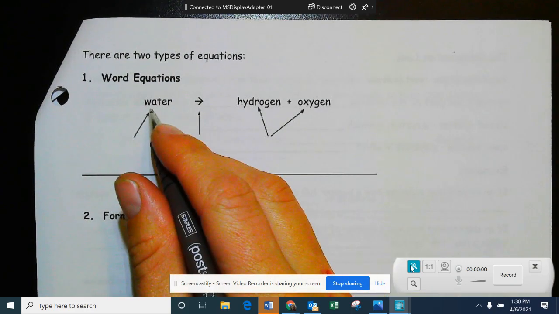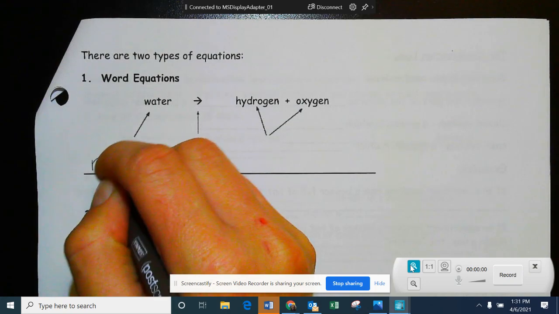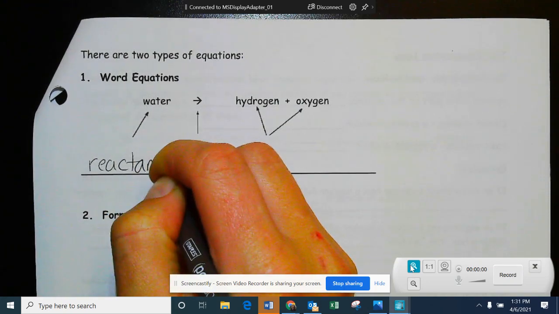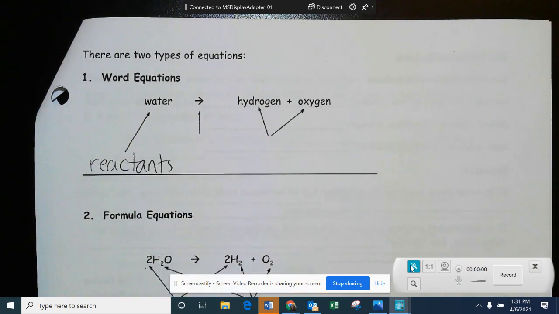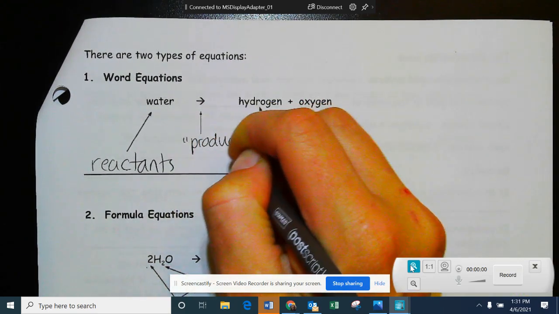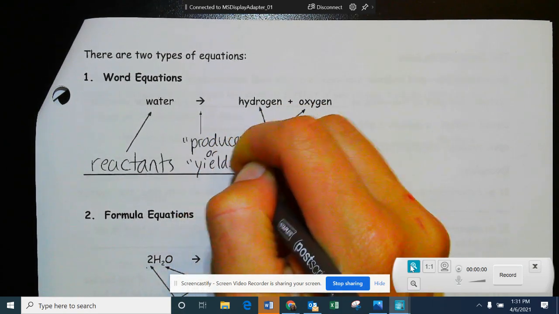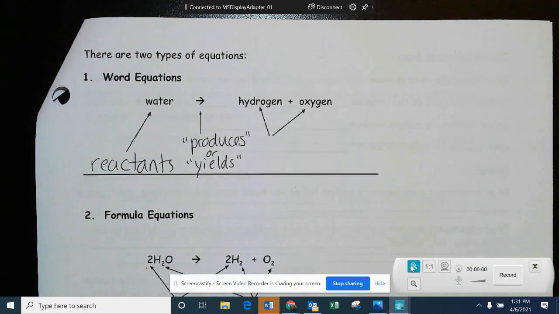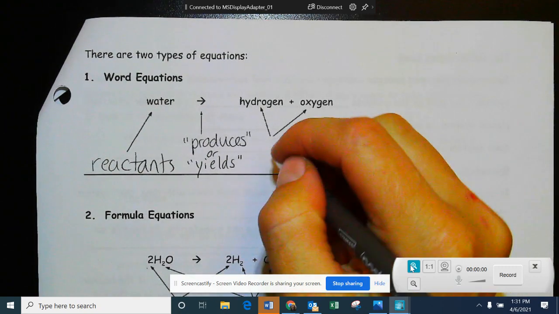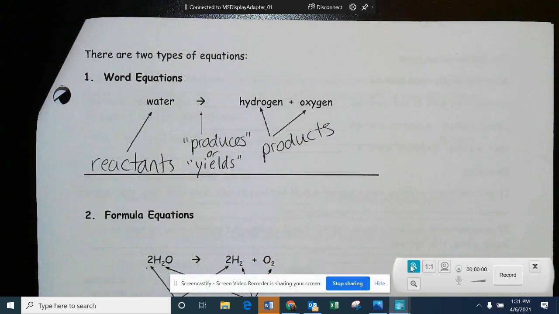So in word equations, we're going to see our reactants on the left, our arrow, so produces, or yields might be said in a word problem. So it might say water produces or water yields. And then we've got our products on this side. So you could see things written out as a formula, or you could see them in words like this.